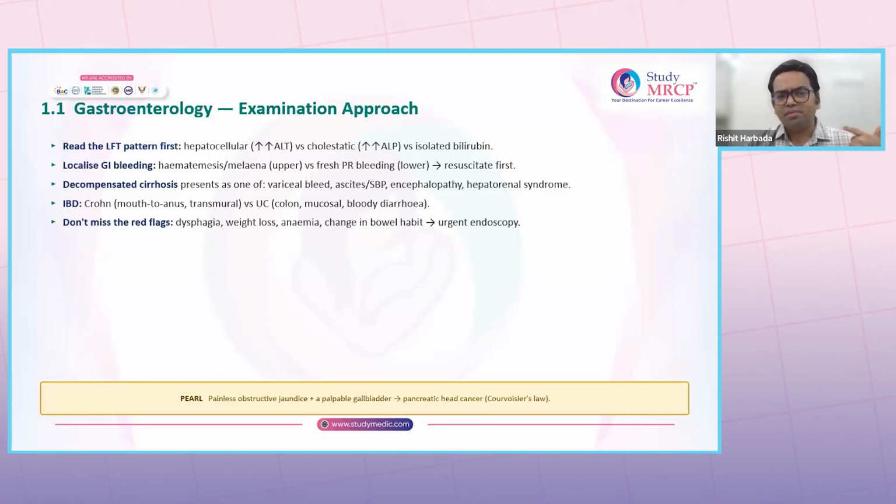So first, the LFT patterns will be seen: how, on the basis of LFT, we can differentiate patients into hepatocellular versus cholestatic versus isolated bilirubin. Secondly, GI bleeding, whether it's upper GI bleeding or lower GI bleeding, and how we approach this patient. Third is decompensated cirrhosis and its various complications, including ascites, variceal bleed, and hepatorenal syndrome. Fourth, we'll talk about inflammatory bowel disease, in which we will cover Crohn's and ulcerative colitis. And lastly, we'll cover some important topics like esophagus, pancreatitis, and malabsorption.